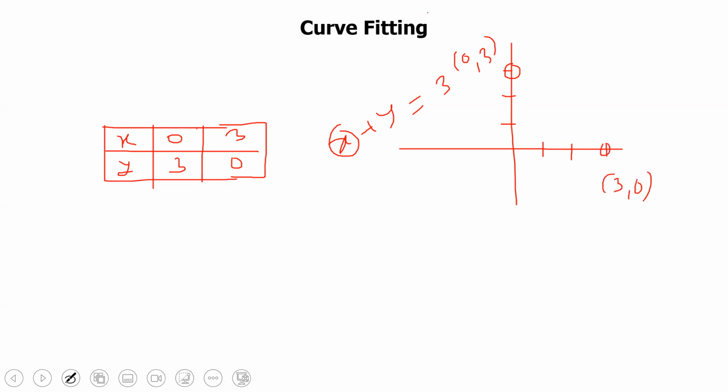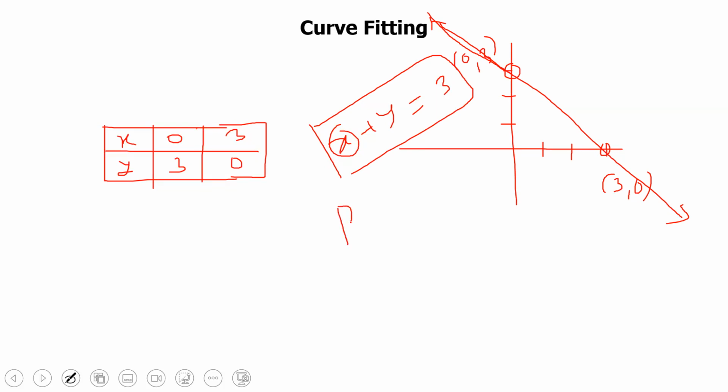And if we join these 2 points, we are able to get the geometrical representation of the straight line x plus y equal to 3. So this is called plotting of curve. Plotting of curve means we have to take different values of x and y and plot them on the graph paper. It may be a straight line, it may be another system of equations with 2 variables, 3 variables, whatever, depending upon which type of equation is given to us.